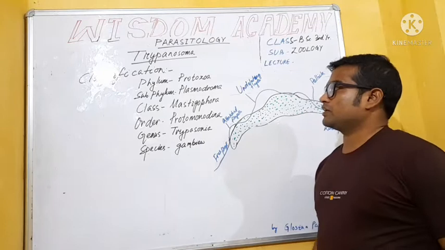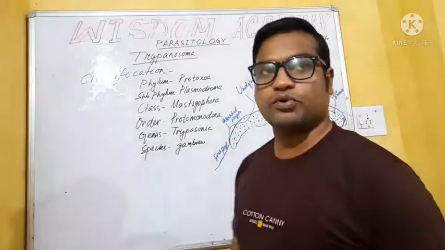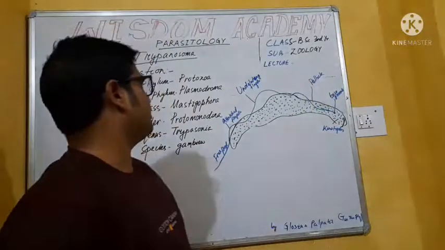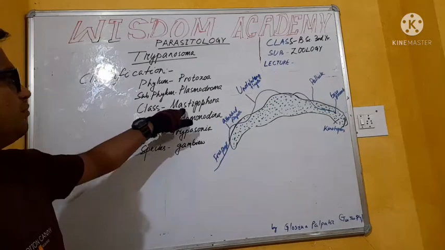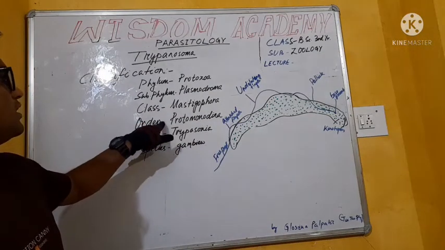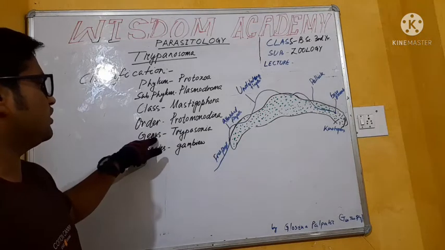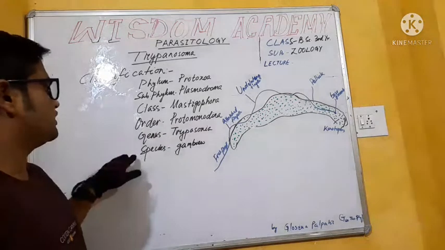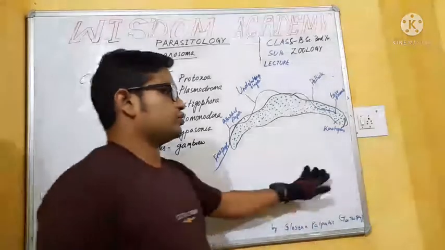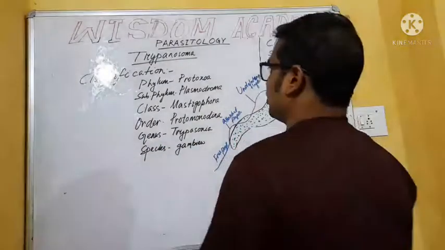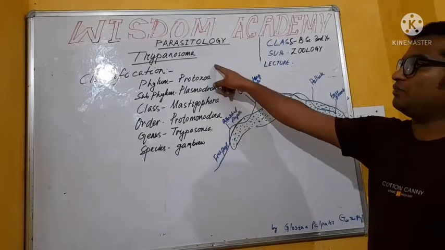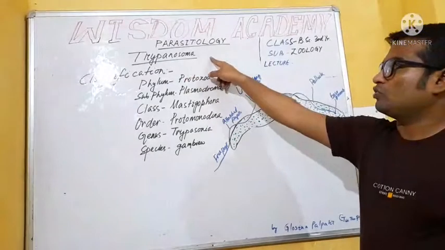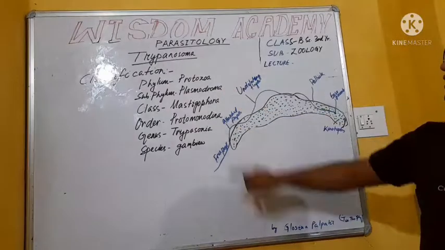Students, under Trypanosoma, the phylum is Protozoa, subphylum is Plasmodroma, class is Mastigophora, order is Protomonadina, genus is Trypanosoma, species is gambiense. So students, this is the classification of Trypanosoma. Trypanosoma is under phylum Protozoa, so Trypanosoma is also a parasite.